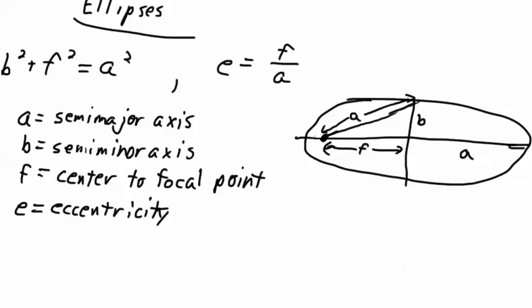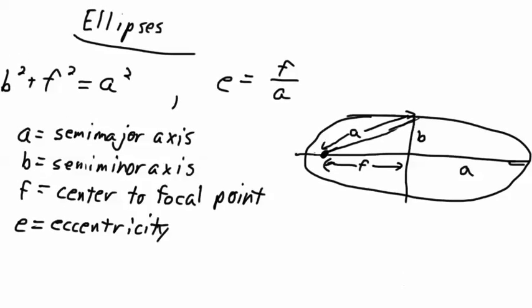So in a nutshell, here's the mathematical relationships between the semi-major axis, semi-minor axis, the distance from the center to the focal point, and the eccentricity of an ellipse. You'll see that the relationship between A, B, and F is the same as a right triangle with legs of side B and F and its long side of A. And then you can see that A is the long part of the ellipse, and B is the short part of the ellipse.